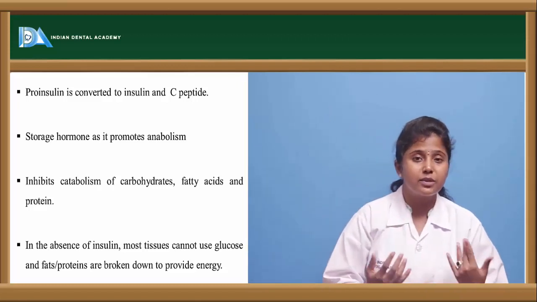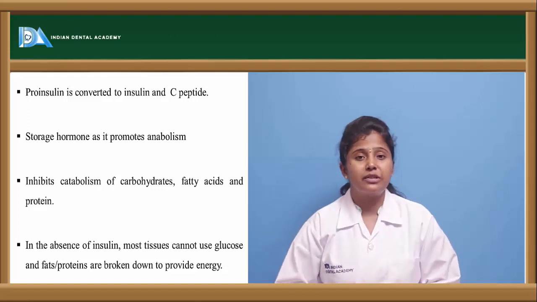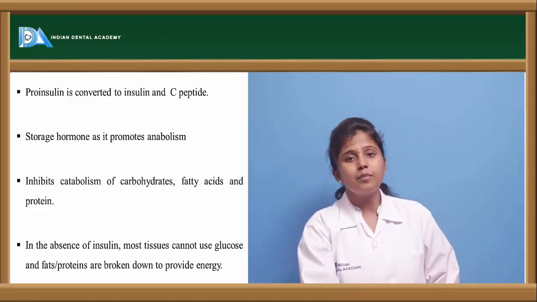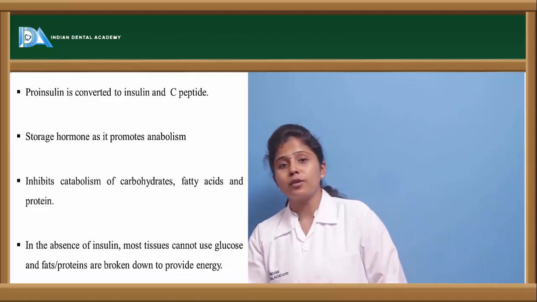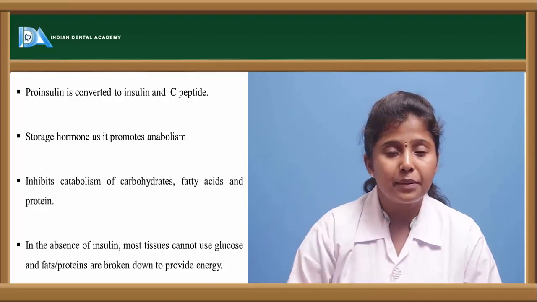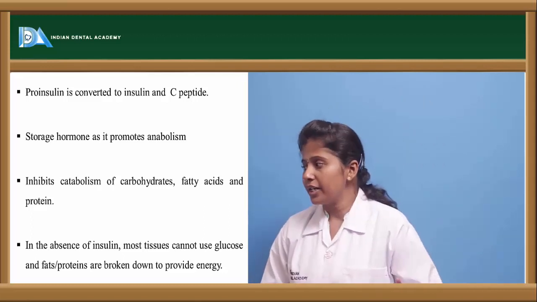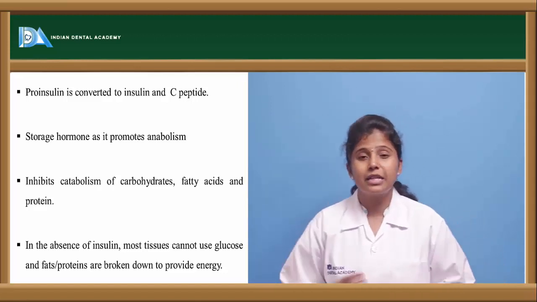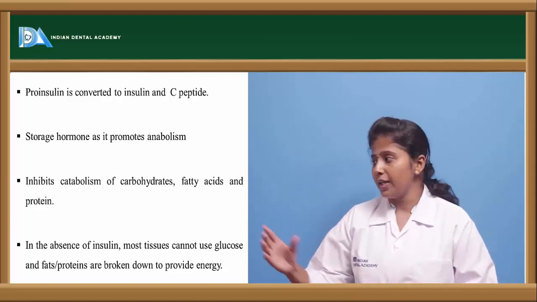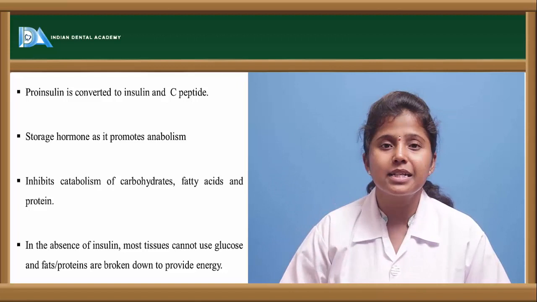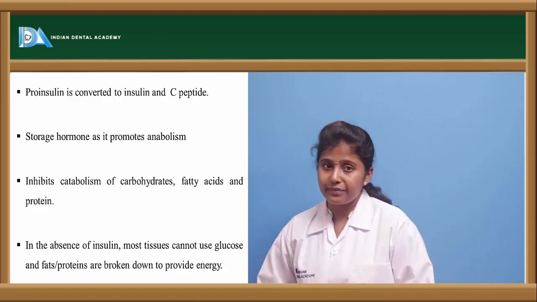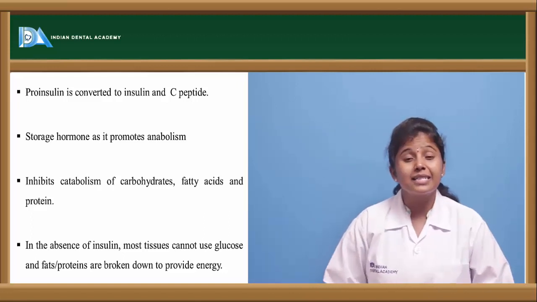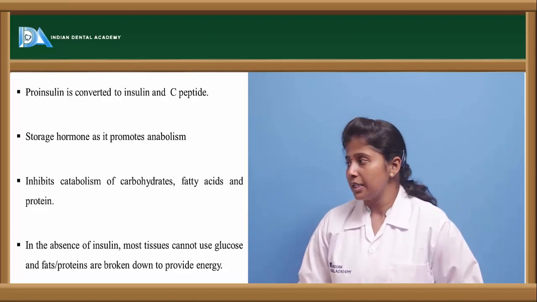Whatever carbohydrates we take in, these complex carbohydrates are broken down to simpler carbohydrates, that is glucose. So insulin inhibits the formation of glucose and thereby prevents the catabolic reactions of the carbohydrates, proteins as well as fatty acids. If there is an absence of insulin in the body, then there occurs more carbohydrate as well as fatty acid metabolism, and thereby the glucose uptake into the tissues will be less, and the blood glucose level will increase.